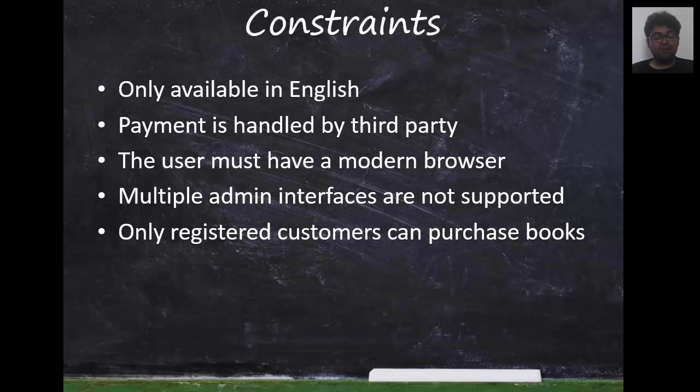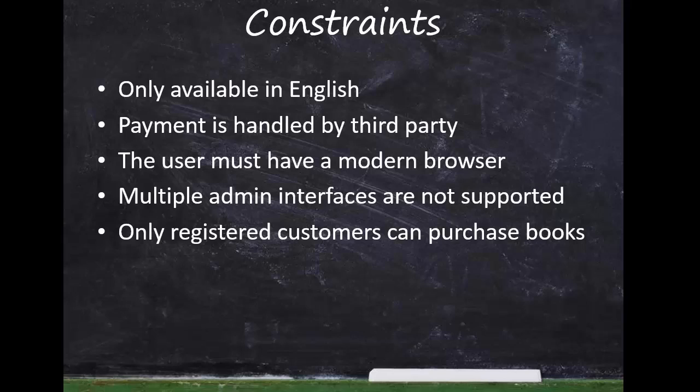Hello friends, my name is Anand Bambania. My roll number is 70. I will be covering the constraints, assumptions and the use cases associated with the online bookstore system. So I will start with the constraints.